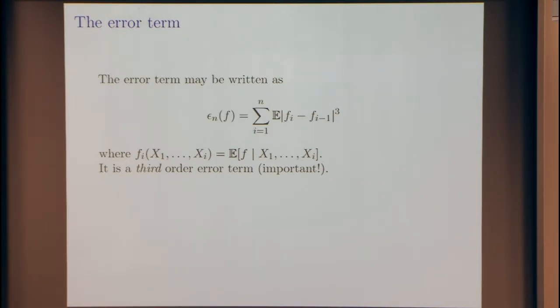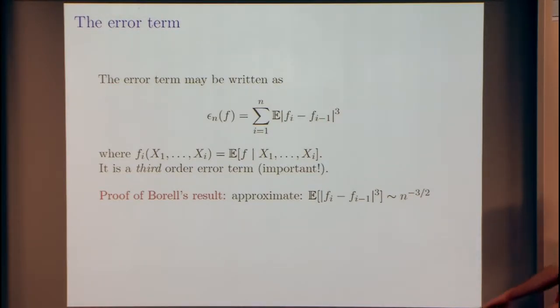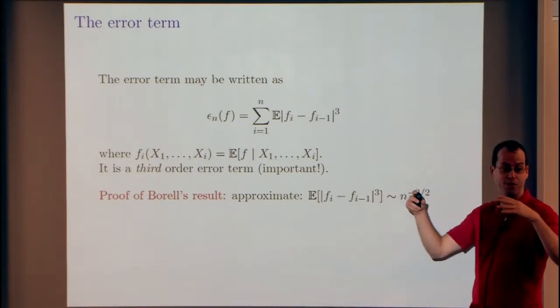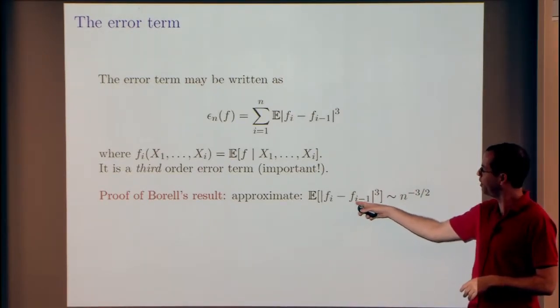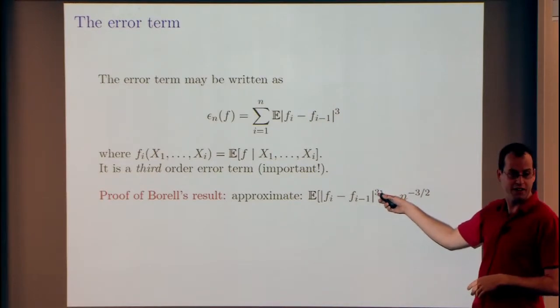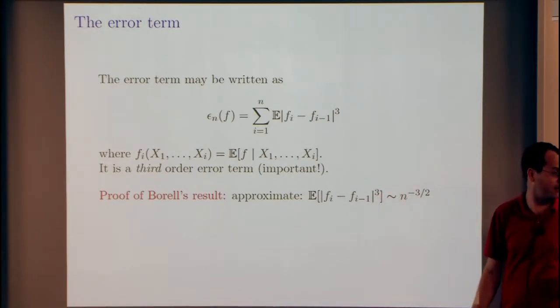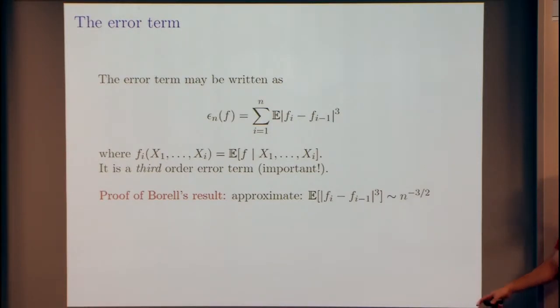That's what's going on here. And indeed, if you want to prove Borel's result just from this expression, if you do the standard approximation, you get that the difference between f_i and f_{i-1} when you approximate some continuous function is going to be of order 1 over square root of n. So when you take the third power, it's going to be like n to the minus 3/2. When you sum over all the n variables, you get something that goes to 0. So you recover Borel's result like that.